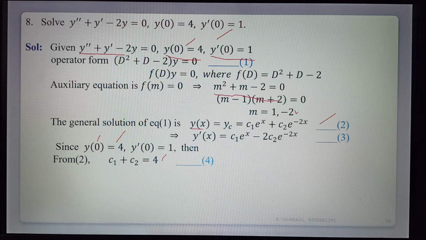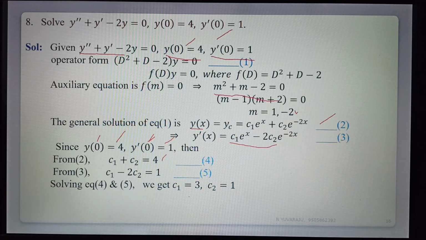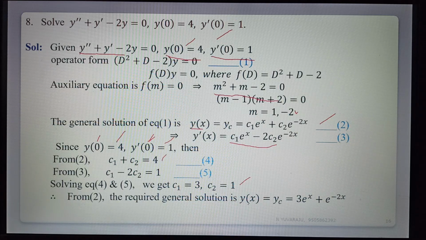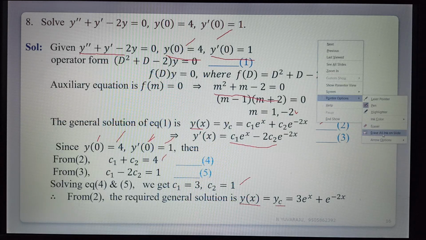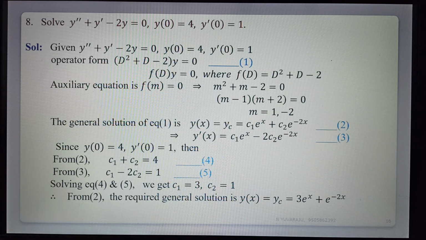Next from equation 3, substituting the second condition, x is equal to 0, y dash of 0 is equal to 1. That is c1 minus 2c2 is equal to 1. Now solving equation 4 and 5, we get the c1 value 3, c2 value is equal to 1. These are the particular values. Substituting in equation 2, therefore the final solution is y of x is equal to 3 e power x plus e power minus 2x. This is a particular solution of the given homogeneous equation, using the initial conditions to find the c1 and c2 values.